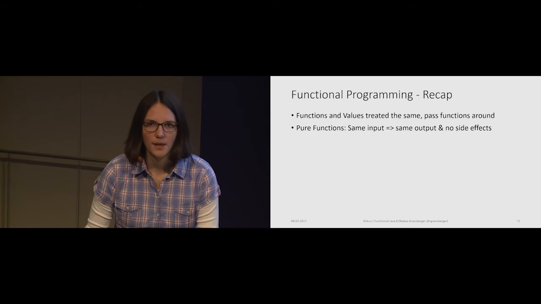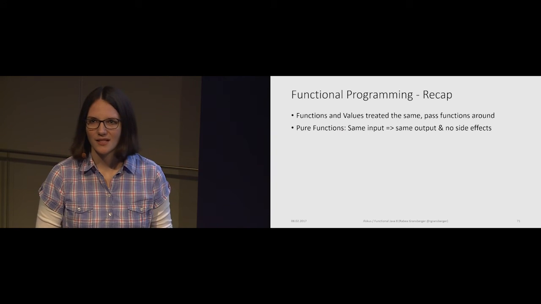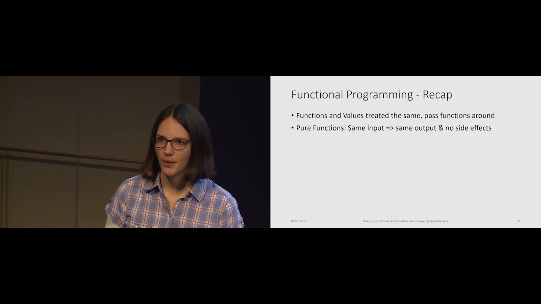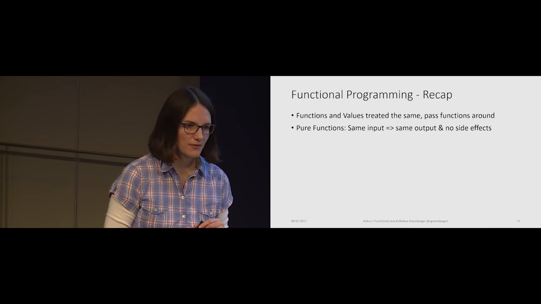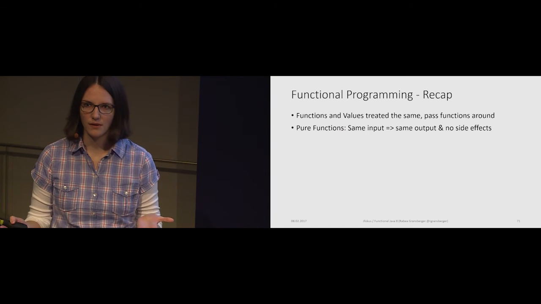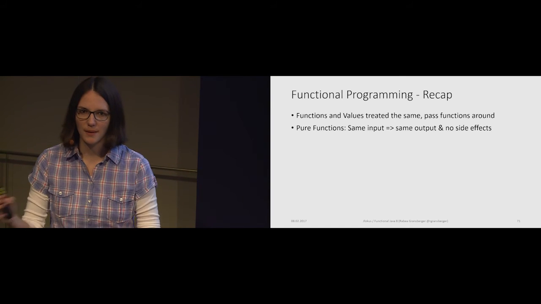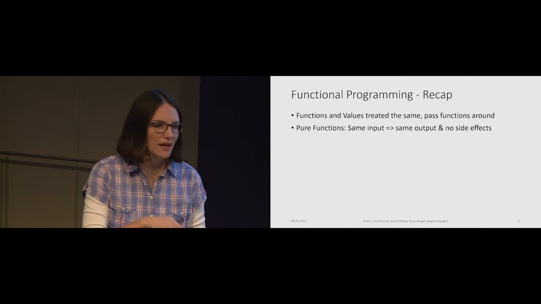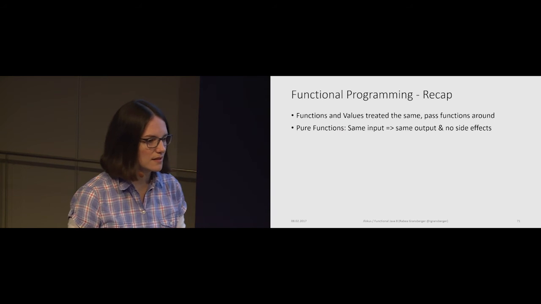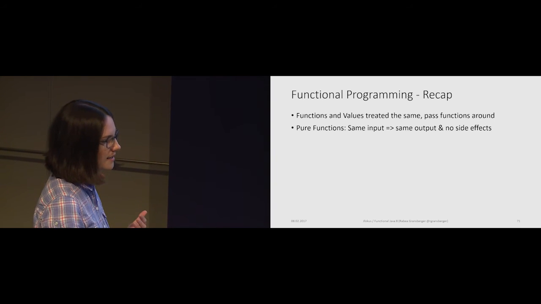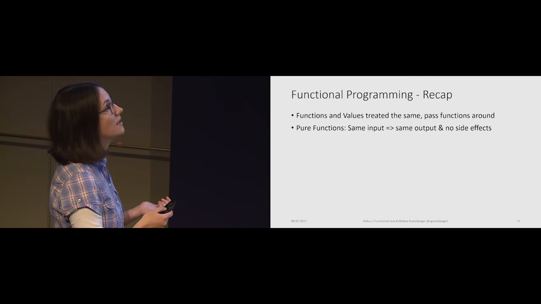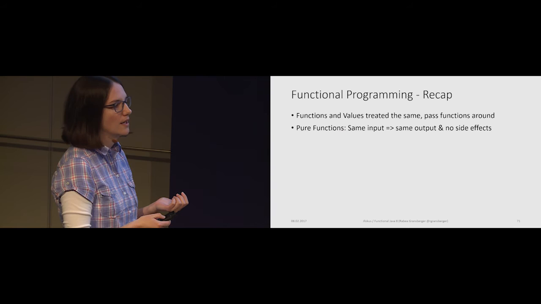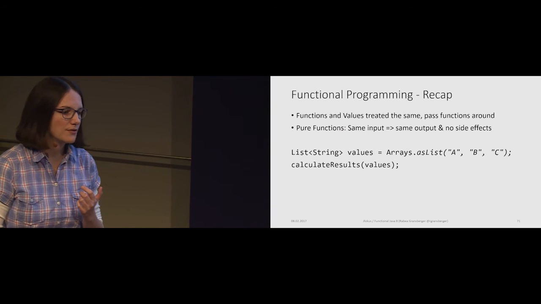So in functional programming, functions and values are treated the same, so we can both pass them around. In Java 8, like I said before, it's still types in the background, right? We have our SAM types, so it's still mapped to types. So it's not really functions passed around, it's still types and instances of types. And what pure functions mandate is for the same input, we need always to have the same output and no side effects. So that is a pure function.